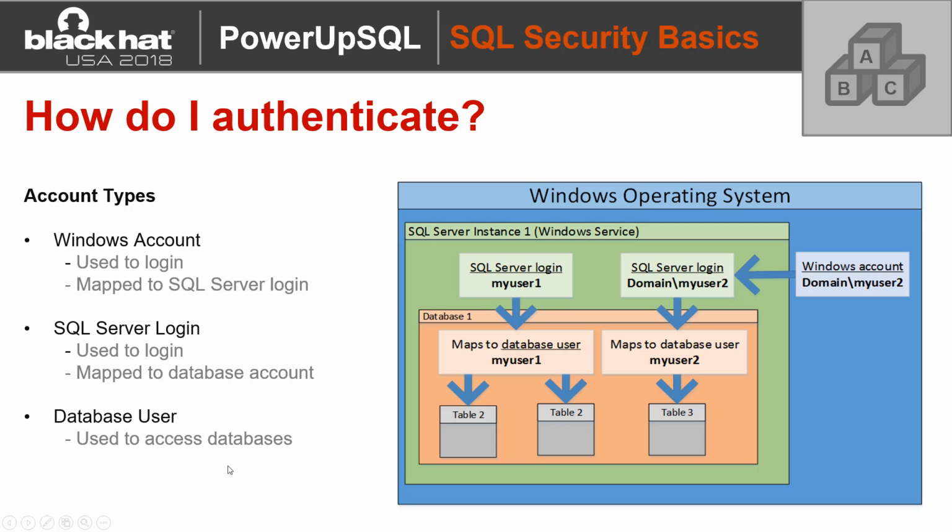So in order to get access to actual data in the SQL Server instance, all three of these things have to be mapped correctly, and the privilege has to be set correctly. It sounds complicated, but we'll see some defaults that have some interesting impacts in a little bit.